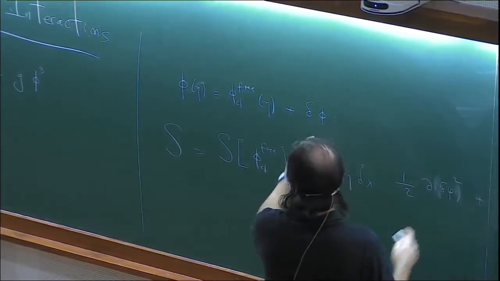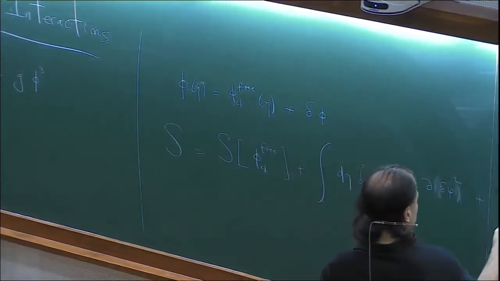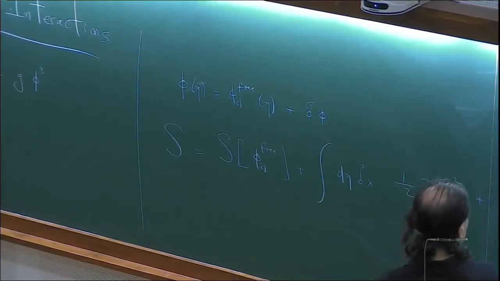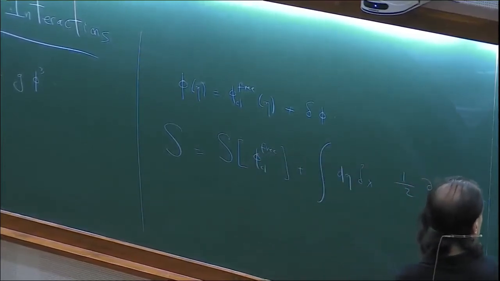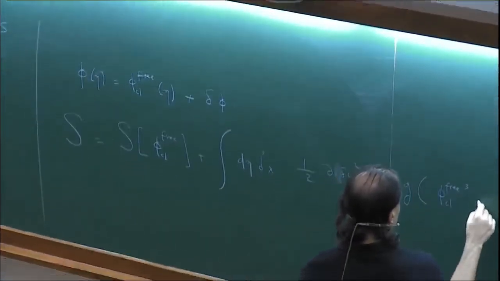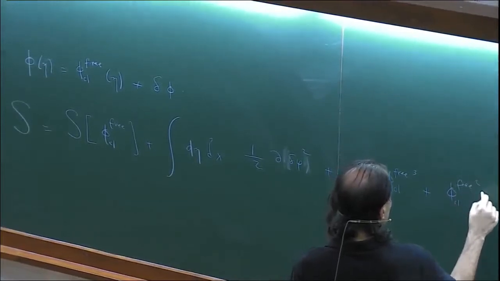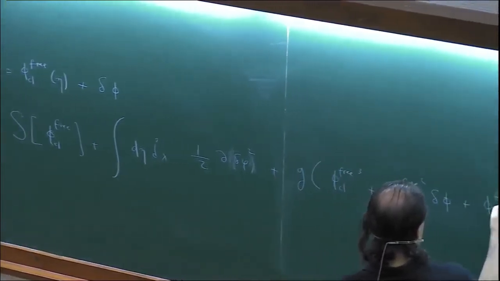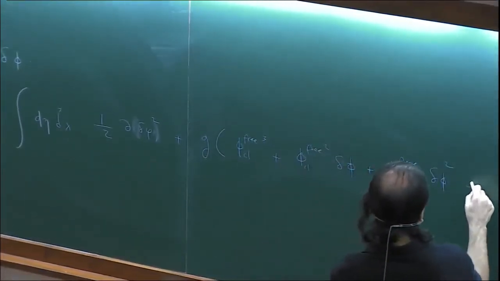Now I can expand everything else out here. So for example, here, I'll just be a little schematic. I'll have a g times phi classical free cubed plus phi classical free squared delta phi plus phi classical free delta phi squared plus delta phi cubed.